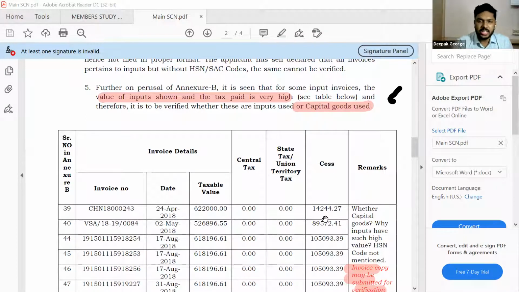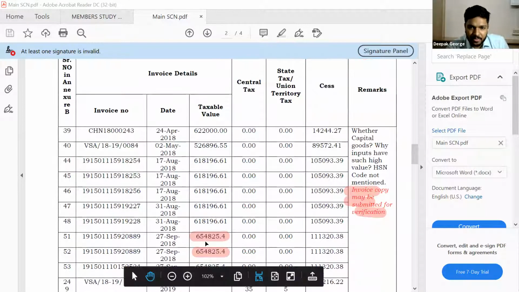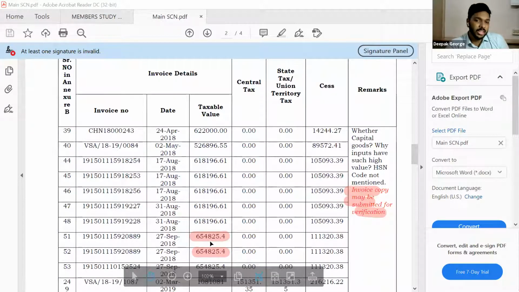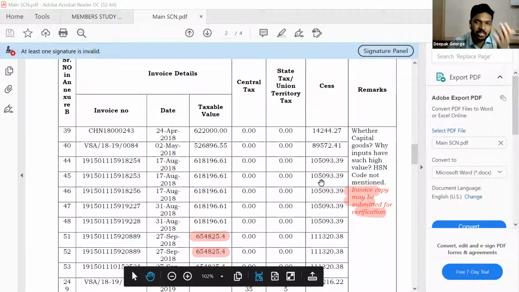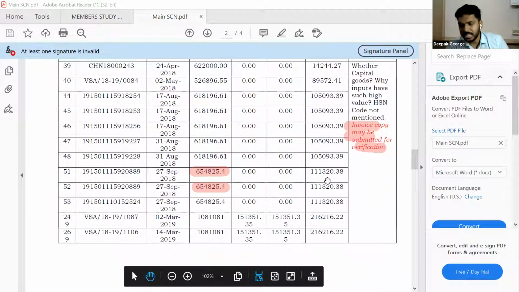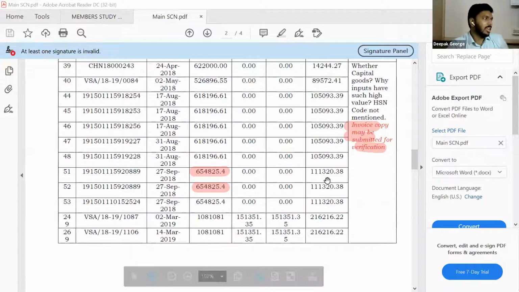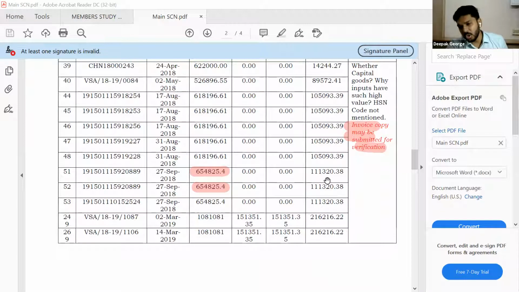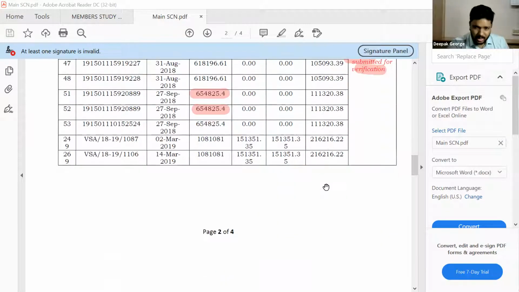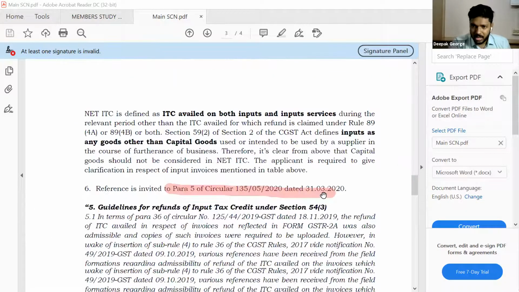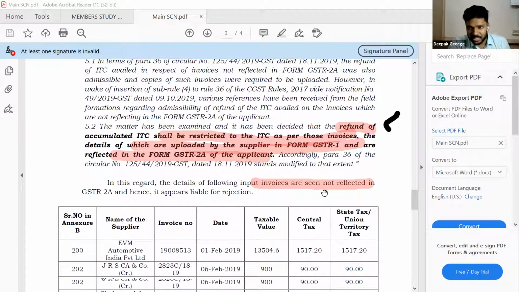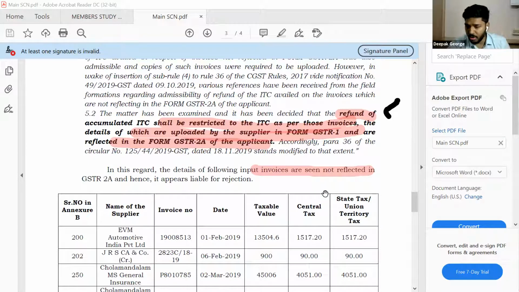The officer feels that here you can see some 6,54,825 worth of inputs purchased on 27 September 2018. How come so much value of inputs purchased, whether it is capital good or not? The officer is asking for the invoice copy. Again, if you don't have the invoice copy, or if you have not kept the copies in your desk, then this could be one more ground for rejection.